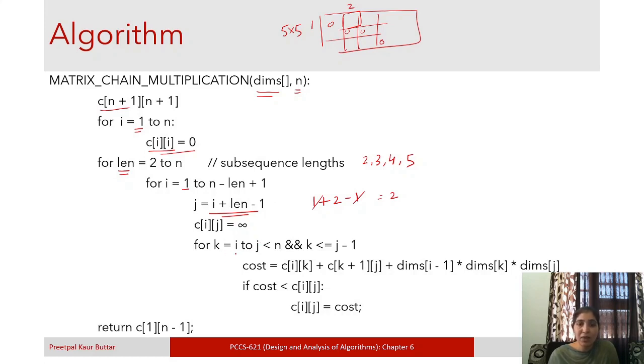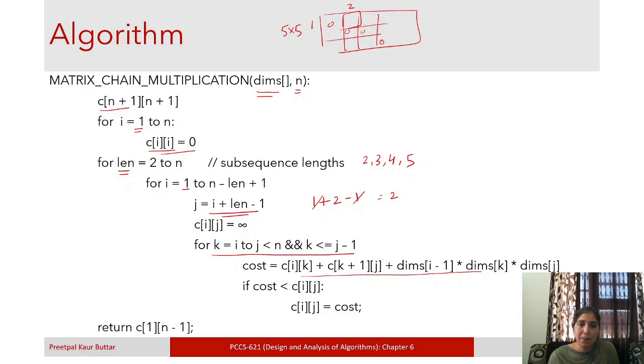Okay, and then we are computing the cost for different choices of k. Okay, so k is starting from I and k is less than or equal to j minus 1. Okay, and j should be less than or equal to n. So we are computing the cost as we did in the previous example. So the cost is C[i][k] plus C[k+1][j]. So this is the same. We are going from I to k, right?